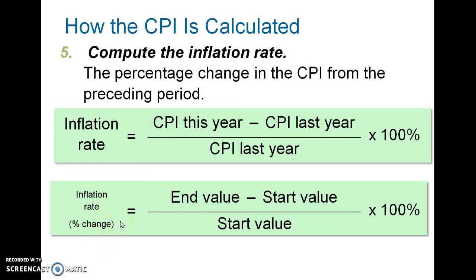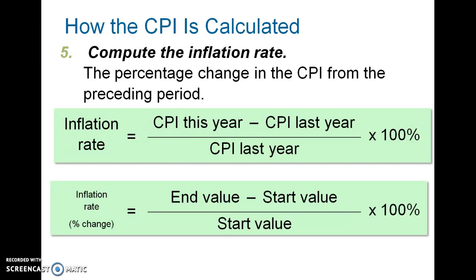You've done percent changes before. What did your grade change by? Sometimes they do them in accounting. And all a percent change is your end value minus your start divided by your start. So your end CPI minus your start CPI divided by your start times 100. So the inflation rate really is just a percent change in CPIs.